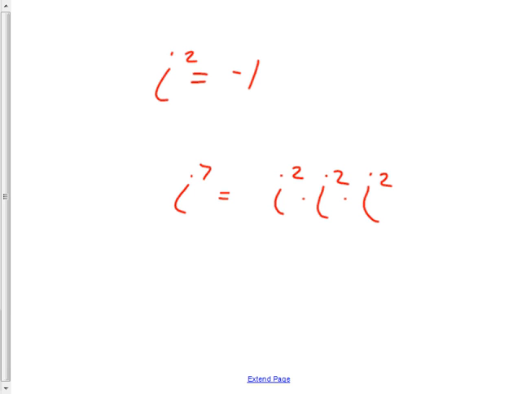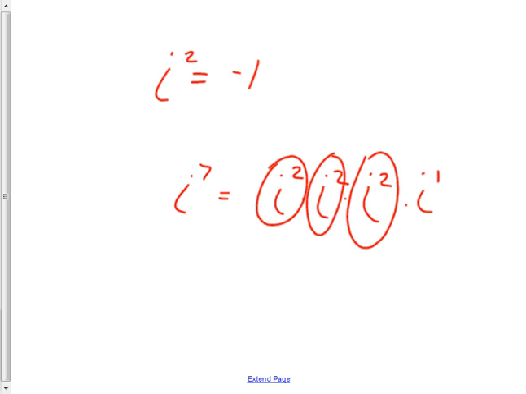So what do I need also? Another i. That breaks it up, and see how that's really factoring it? I'm turning it into a multiply problem. And now that's -1, that's -1, that's -1. And when I do, what do I get with -1 times -1 times -1? -1. So then the final answer is -1 times i, which is -i.